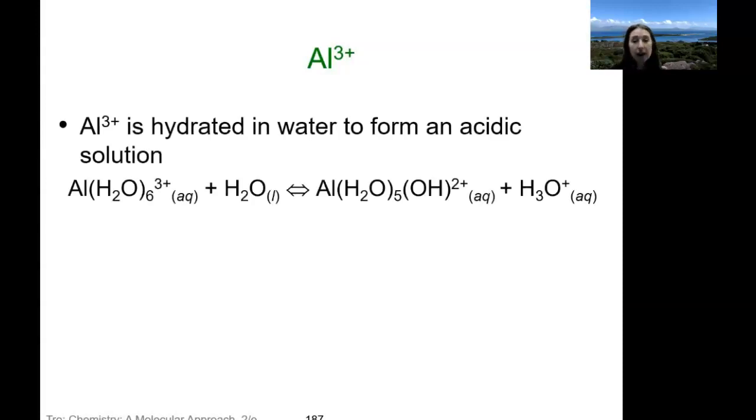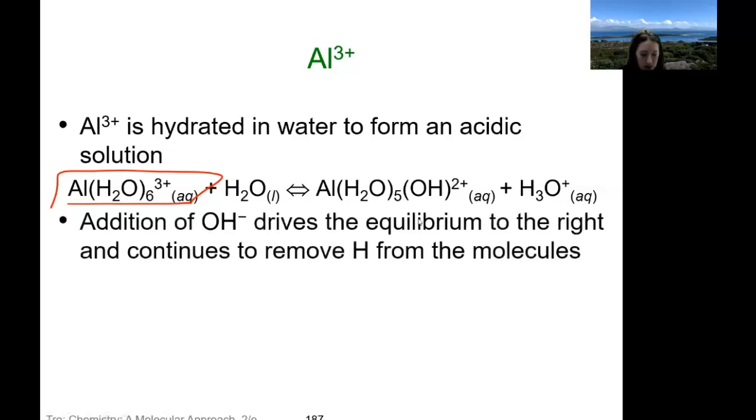So remember, aluminum 3+ is acidic, because highly charged metal cations are acidic. Remember that from a while ago, when we were doing acids and bases, or sorry, salts, whether they're acidic or basic. Highly charged metal cations are acidic. Now, why are highly charged metal cations acidic? They are acidic because of these complex ions they form.